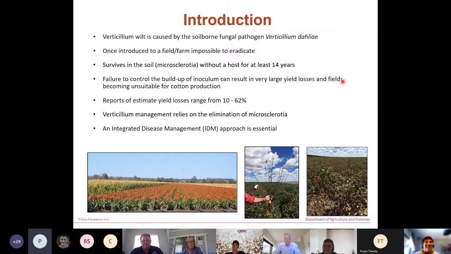I'll keep going. Reports of estimate yield losses range from 10 to 62%, we've been told, and it's really focused on eliminating microsclerotia. So everything we do is focused on reducing microsclerotia in the soil. And that's why an integrated approach is absolutely essential, and I'll talk about some of those points.